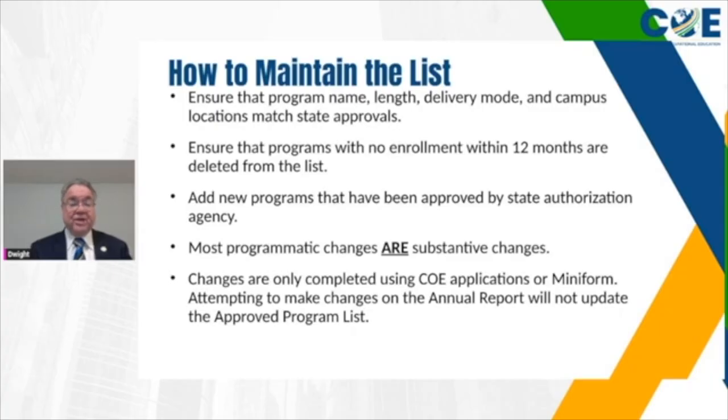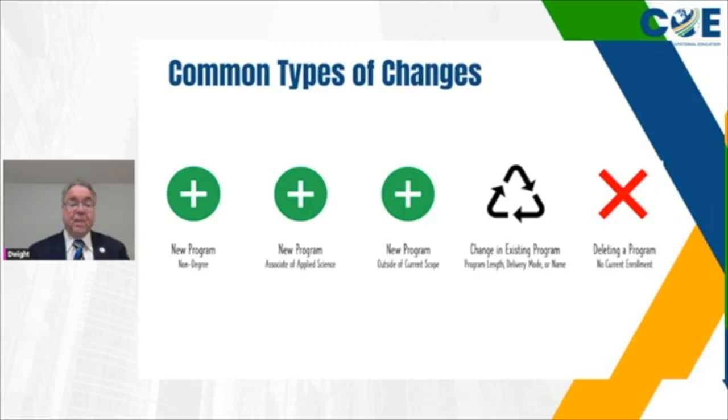Most programmatic changes are substantive changes. Changes are only completed using the COE applications or mini form, and attempting to make changes on the annual report will not update your approved program list.